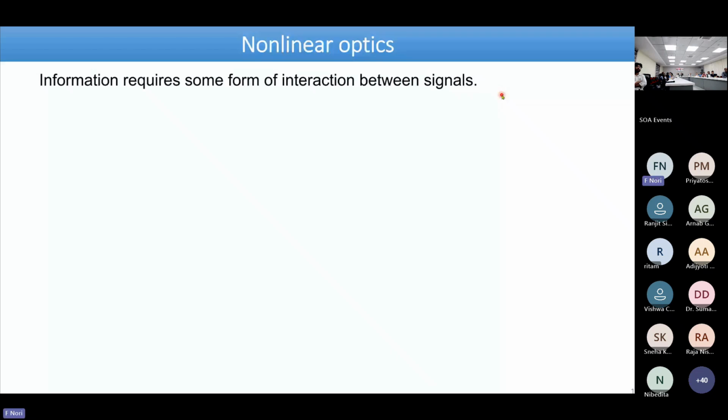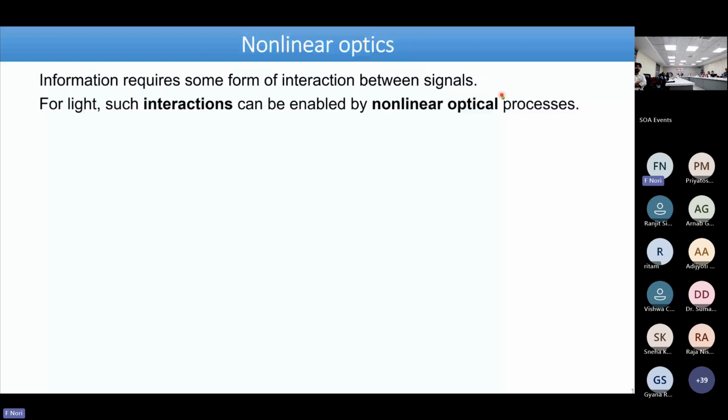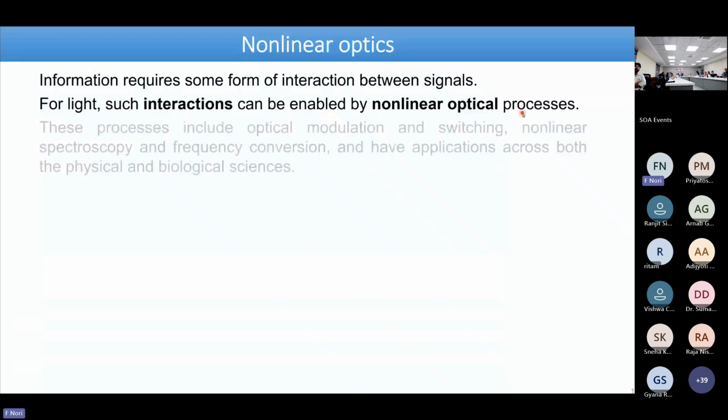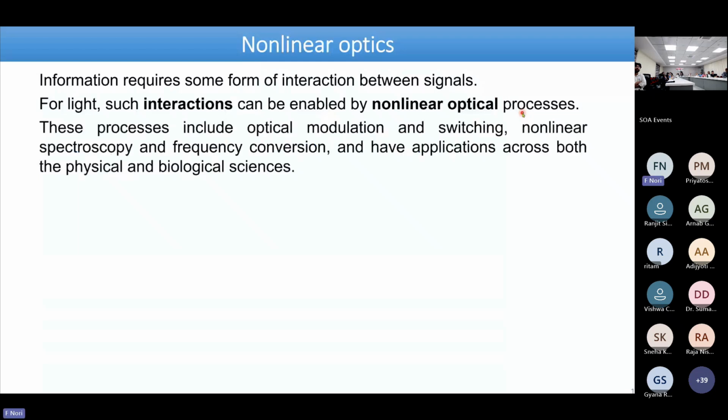That's why telephone companies, all these telecommunication companies interested in fiber optics, have people studying nonlinearity in fiber optics, because they need light to interact in this fiber optics for down conversion, up conversion. These interactions can be enabled by nonlinear optical processes, but these ones are weak. This includes optical modulation, optical switches, nonlinear spectroscopy, frequency conversion. They have applications in physical sciences, biological sciences, and engineering, like telecommunications.